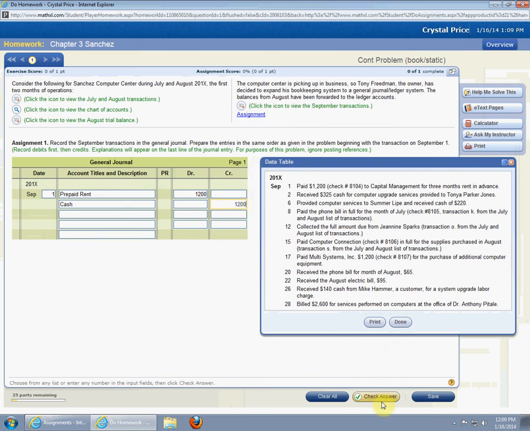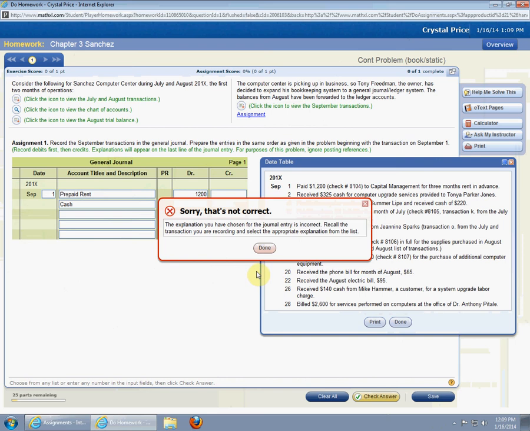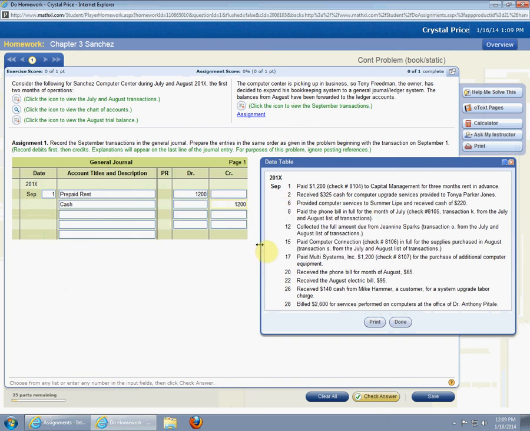This one has us check the answers instead of having a full solution. What have I done? Oh, we have to do an explanation, I'm sorry. Let's see, what do they say here? Explanation will appear on the last line of the journal entry. Okay, so here we go. We click here, and what have we done? We have paid rent in advance. So this is an explanation that you would make.